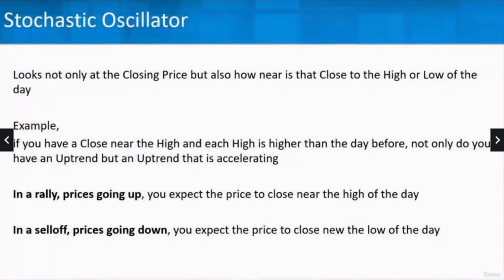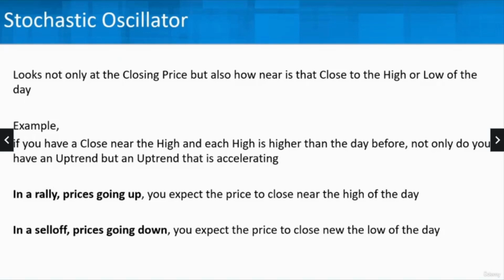So what it does is it looks not only at the closing price, but also how near that close is to the high or low of the day. You saw on some of our other types of momentum indicators, we're really looking at closing prices in a look-back period, whether that's a certain day or an average. Where this is going to get a little bit more mathematical and also look more at how it reflects both the high and the low of the day as opposed to just the close.